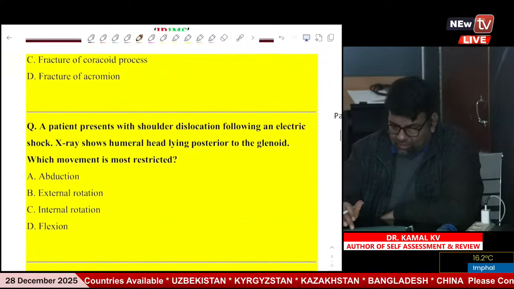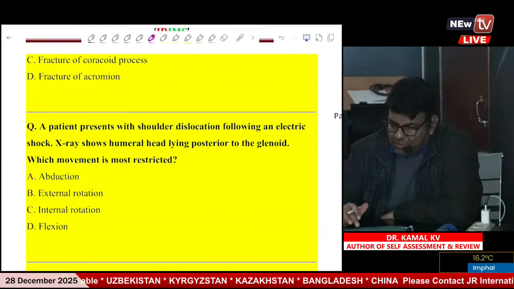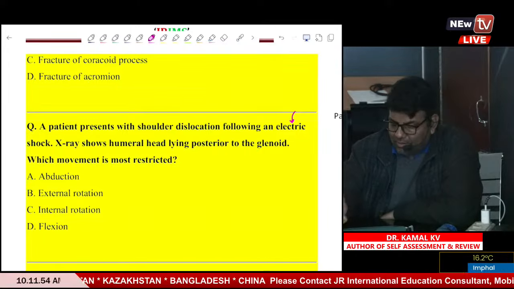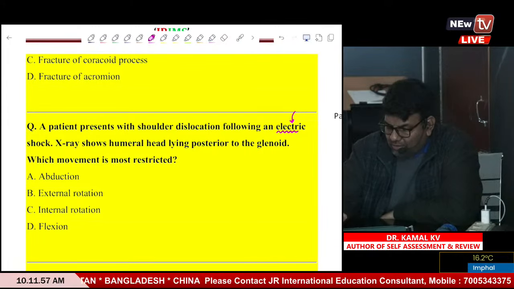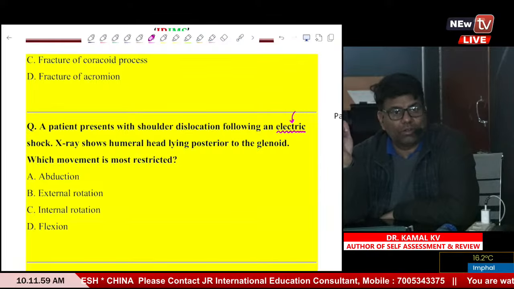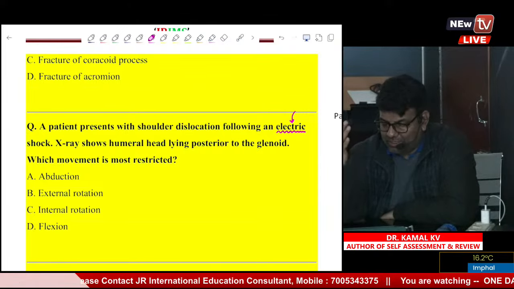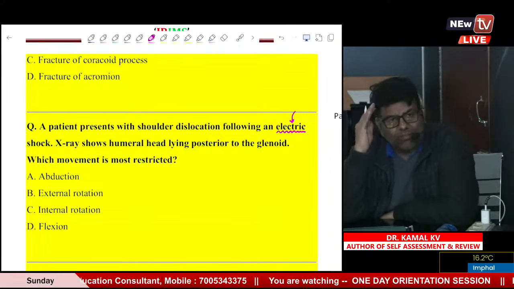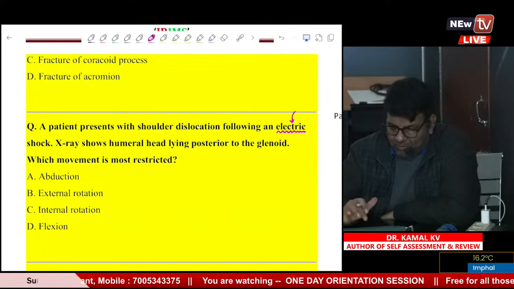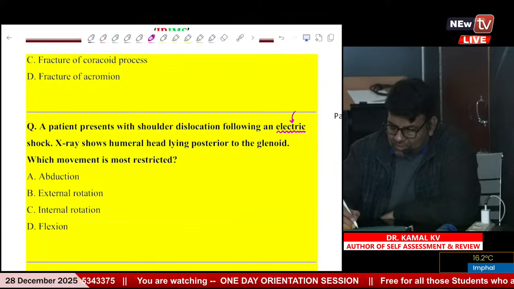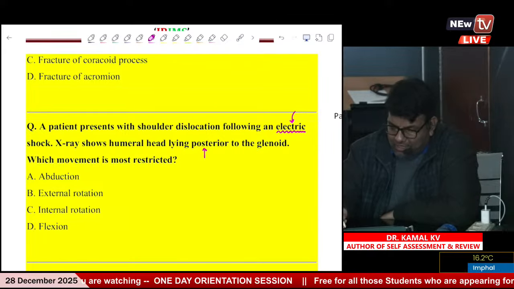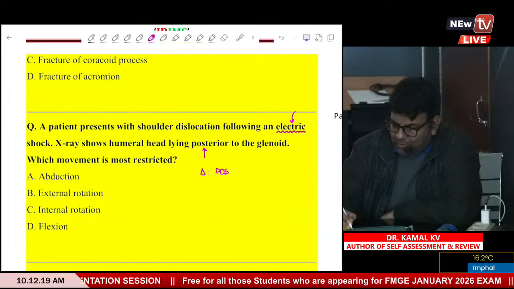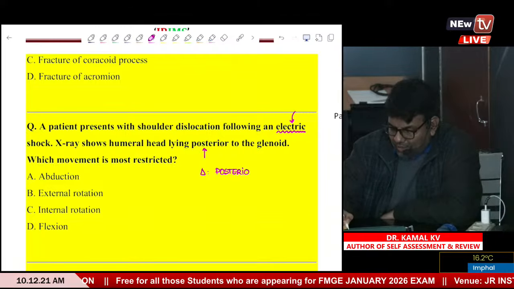Okay. The next question, a patient has shoulder dislocation followed by electric shock. The moment you have this word electric shock, so what thought should come to your mind? Which dislocation? Posterior. The moment you have electric, so you have make up your mind that yes, it can be a case of posterior. Now head of humerus shows the head lying posterior to the glenoid. So yes, this is a case of posterior shoulder dislocation.